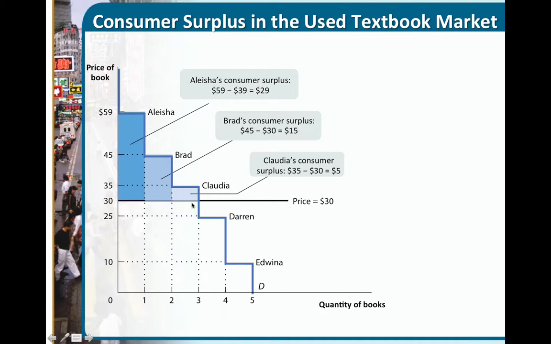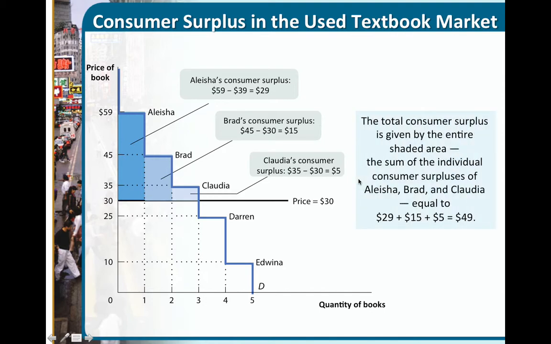You can see at the price of $30, Darren and Edwina did not buy the book at all. So there's no consumer surplus there. If you take Alicia's, Brad's, and Claudia's consumer surplus, add it together, you get the total consumer surplus of $49 at the selling price of $30. So this shaded area is the total consumer surplus.